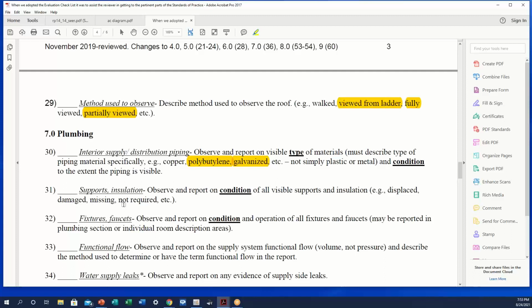Okay, damage, missing, or not required. But this whole thing was based on when these were written. It's based on all this piping being visible in the basement or in the attic space. So if you have polybutylene or PEX, let's use PEX as a better example, in the attic, and the insulation's not covering it as required, then you need to write that up.